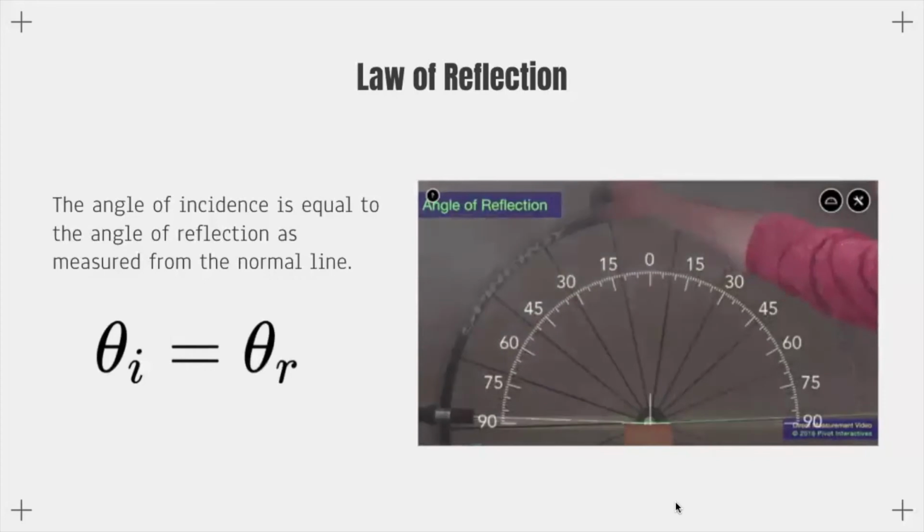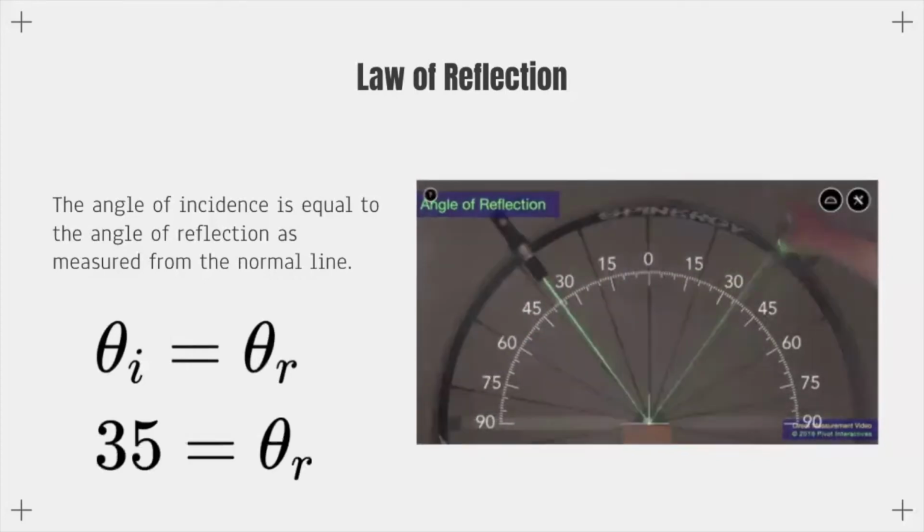The equation for this would be written as something like theta I is equal to theta R. So theta I, that's the angle of your incident ray. See where the laser is? The incident ray to what's called the normal line. The normal line is going to be your first new vocab word.